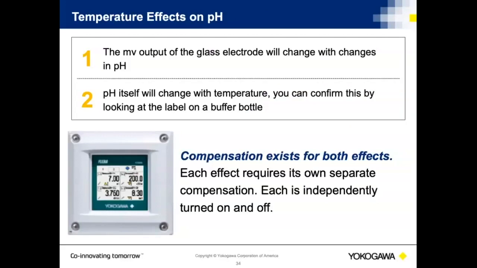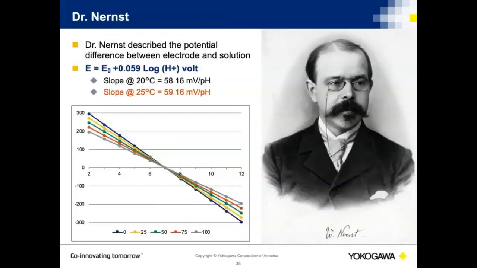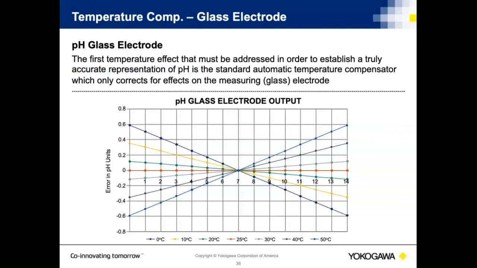For example, in the power industry, in high purity applications, we saw before that Dr. Nernst developed the essential equation that said E, the voltage output of the probe set, is equal to the reference voltage, E sub 0, plus 0.059 times log of the hydrogen ion concentration. It's repeatable day in and day out. So all or most pH analyzers compensate for solution temperature.